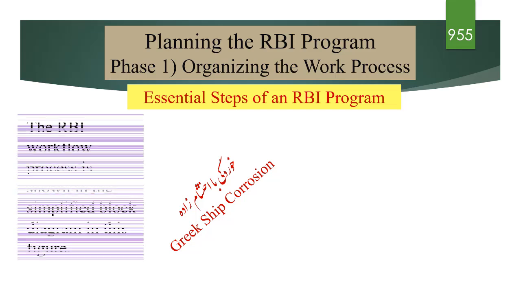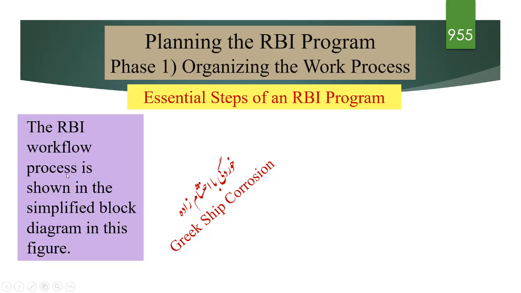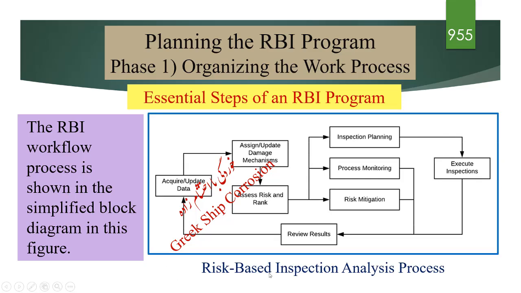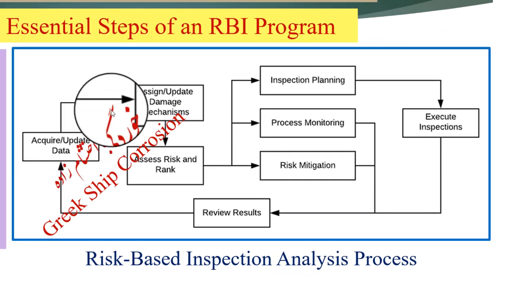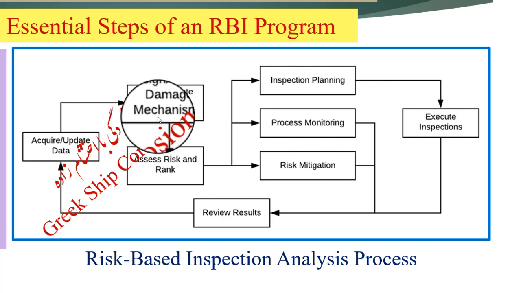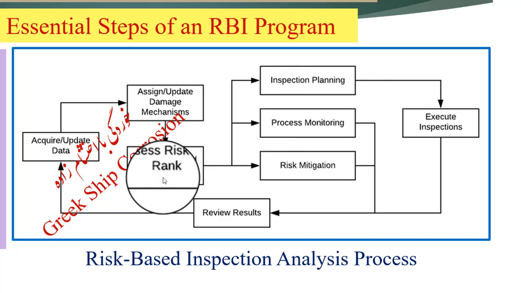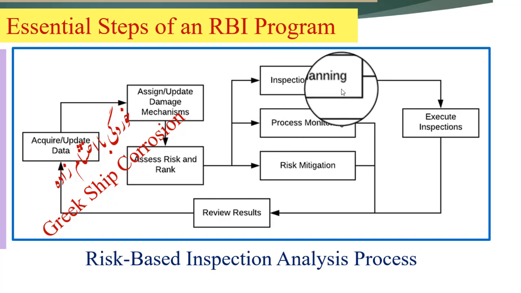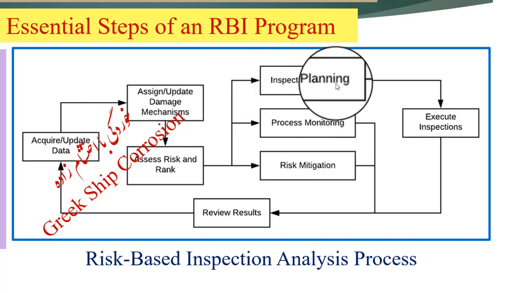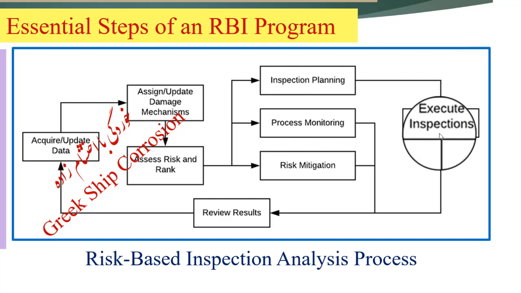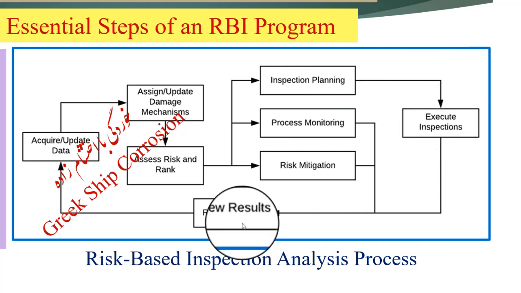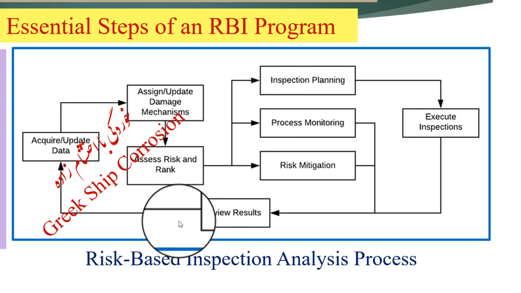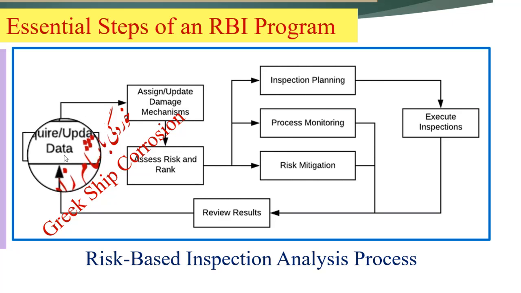Essential steps of an RBI program. The RBI workflow process is shown in the simplified block diagram in this figure. Risk-based inspection analysis process. Acquire or update data. Assign or update damage mechanisms. Assess risk and rank. Risk mitigation, process monitoring, inspection planning. If inspection planning is necessary, then execute inspections and then review results. Again, acquire or update data.